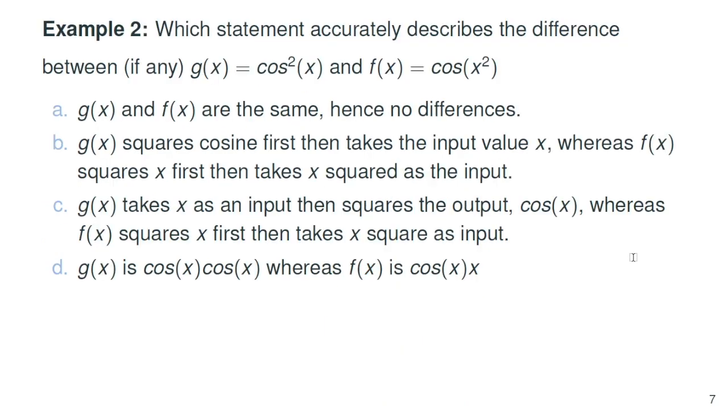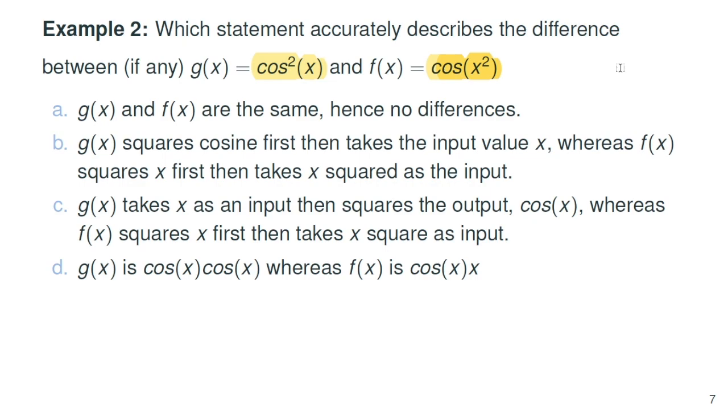So let's look at example 2. This is a multiple choice. This is important to really point out the notation. Which statement accurately describes the difference between cosine squared x and cosine x squared? I actually suggest you pause and try to pick an answer on your own. When you're done, unpause and hear what I have to say about the correct answer. So pause it now.